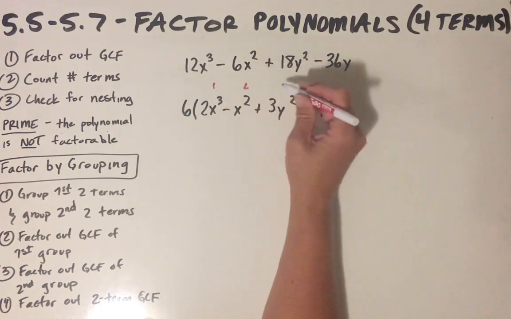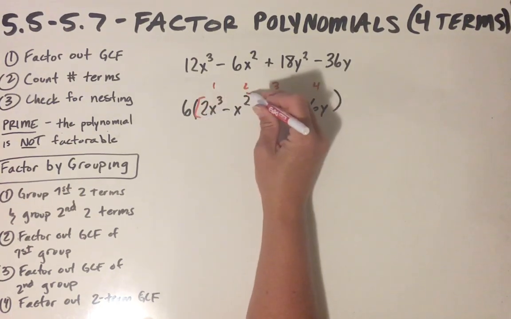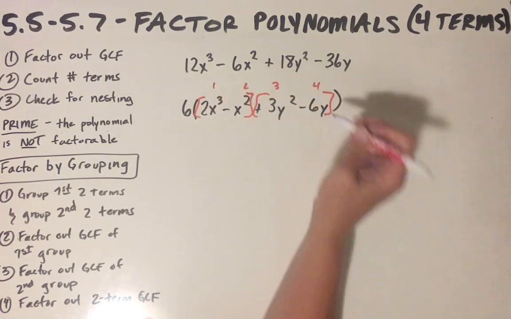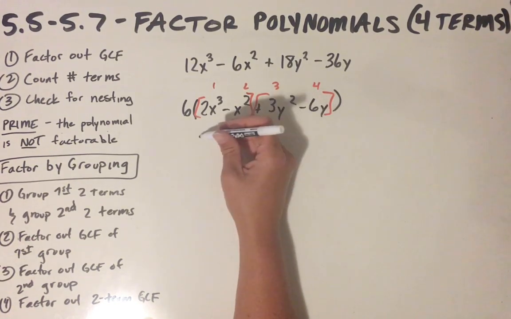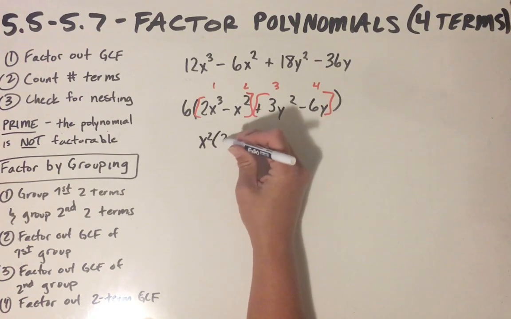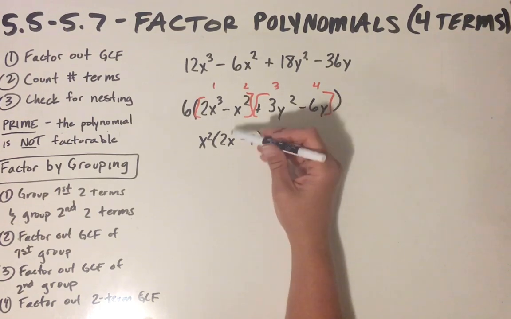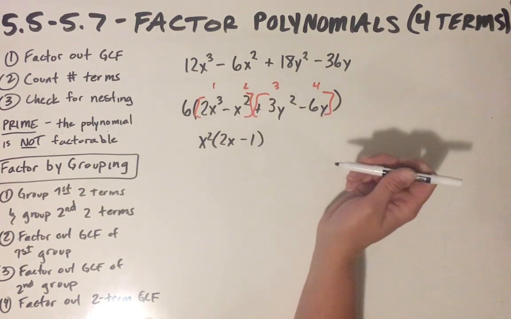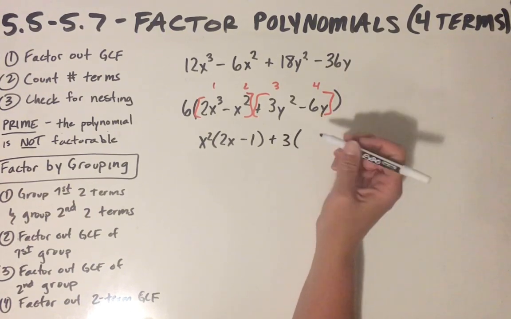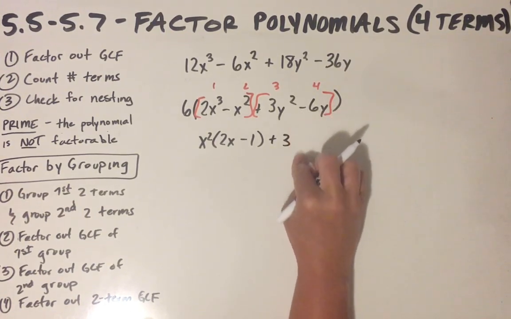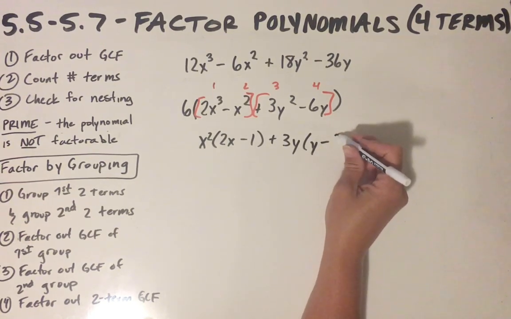Now I'm going to look inside of here. I'm going to count the terms 1, 2, 3, 4 and say, oh, this is a 4-term polynomial. I should try factoring by grouping. So I'm going to group here and group here. And I'm going to say, oh, first two terms have an x squared in common. And that's going to leave me with 2x minus 1. When I divide this by x squared, I get 2x. When I divide this by x squared, I get minus 1. Hey, and these two, they have a 3y. So I'm going to say plus 3y, and I'm going to get a y minus 2.